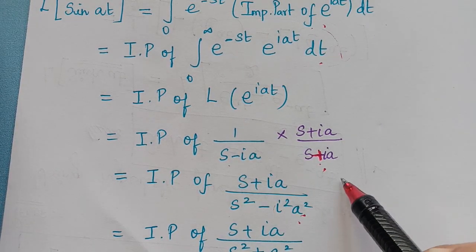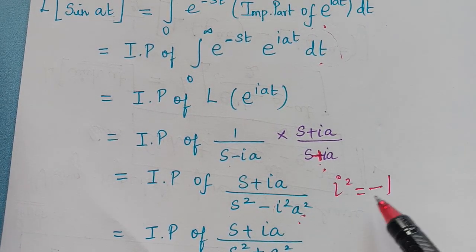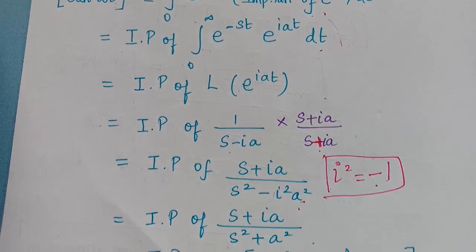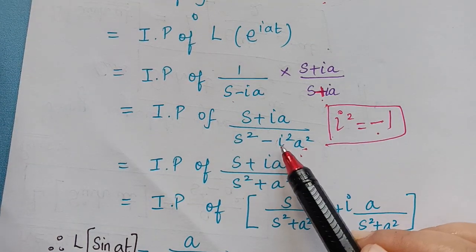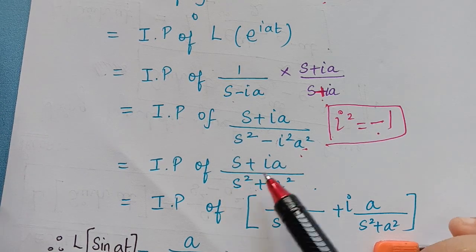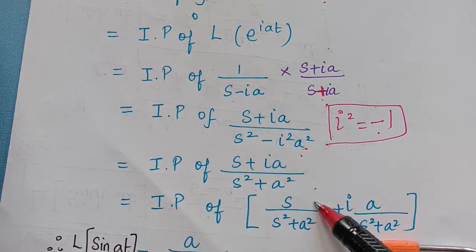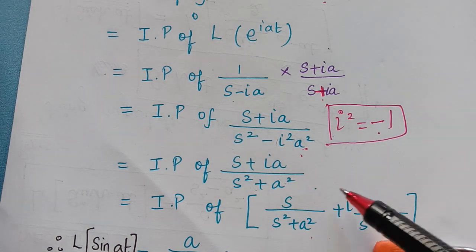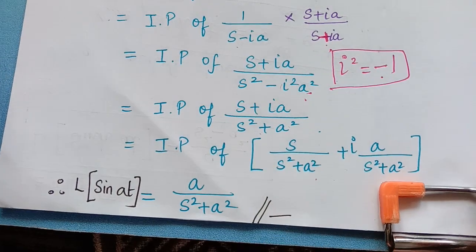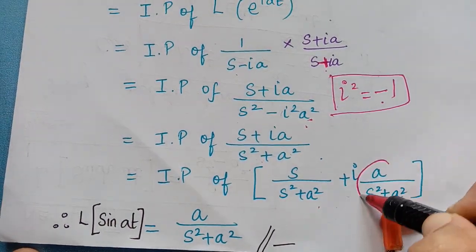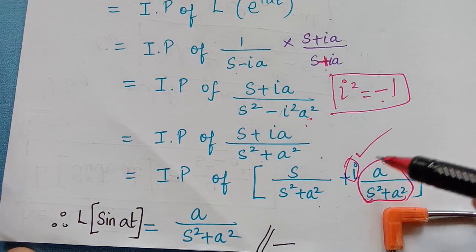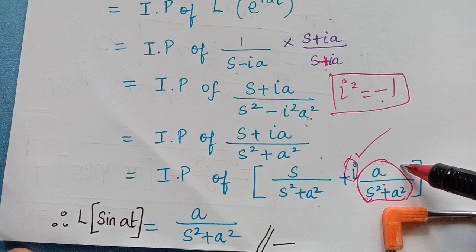But what is i squared? The value of i squared is equal to -1. It's an imaginary number. So i squared is equal to -1. Therefore, when we substitute that -1 over here, minus into minus becomes plus, and so here you get the positive sign. So now we will be separating the terms. So real part will be s by s squared plus a square plus i multiplied with a by s squared plus a squared. Always remember, whenever you take the imaginary part, you should consider only the coefficient of i.